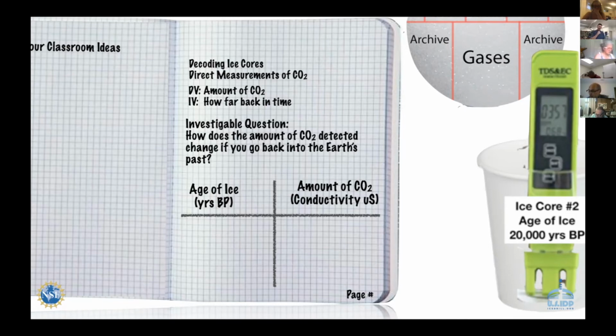Let's try ice core number 2 now. So go ahead and take your conductivity meter, make sure it's on, microsiemens per centimeter. Let's start with ice core number 2. All you're going to do is take your conductivity meter and put it underneath. In this case, you might have to tilt it to make sure it's under the water the whole way.